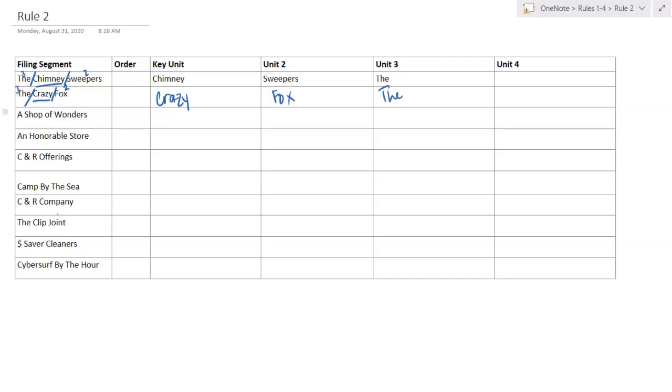Okay, here we have a shop of wonders. So I'm separating each of those. A is my key unit, shop is unit 2, of is unit 3, and wonders is unit 4. Next, we have an honorable store. So an is my key unit, honorable is unit 2, store is unit 3.